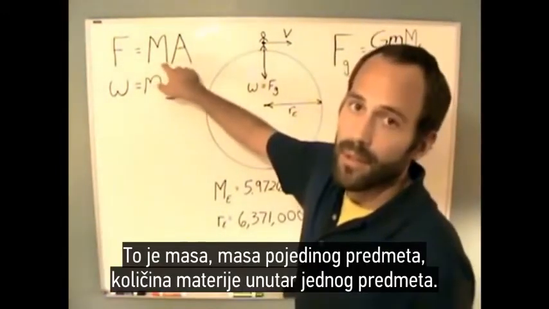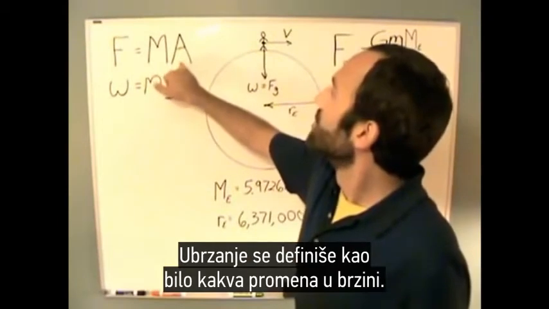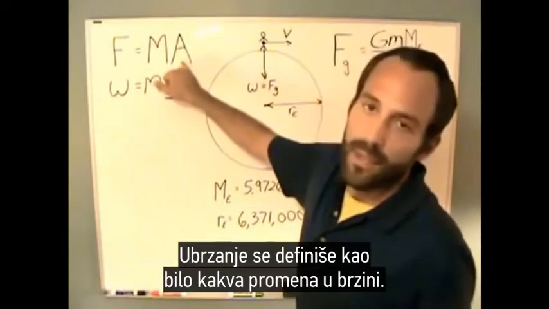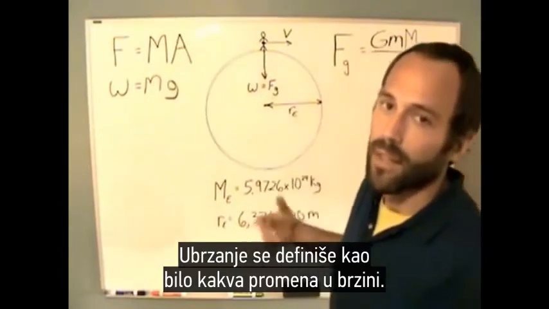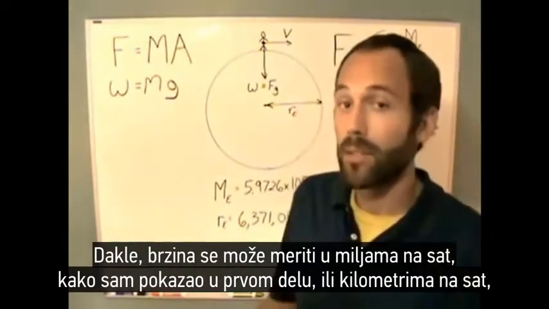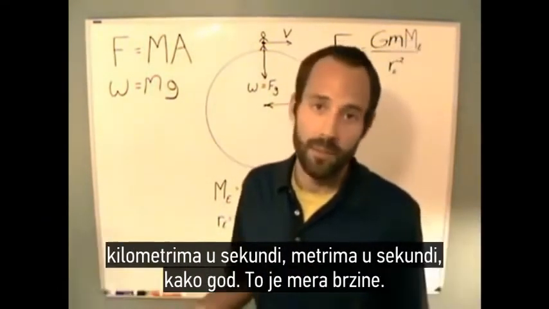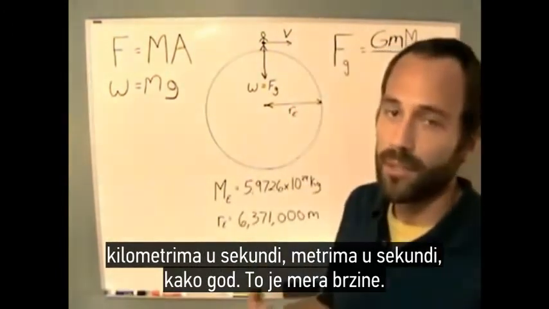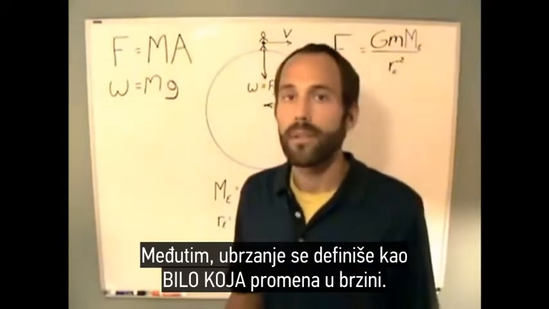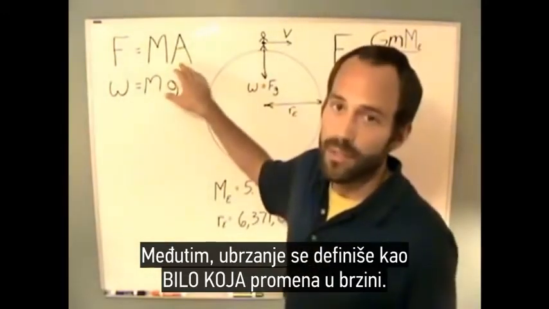that's mass, the amount of matter in an object. Now acceleration. Acceleration is defined as any change in velocity. Velocity can be measured in miles per hour, as I showed in the first problem, or kilometers per hour, kilometers per second, meters per second, whatever. That's the rate of velocity. However, acceleration is defined as any change in velocity.